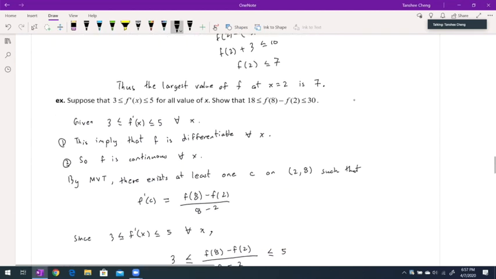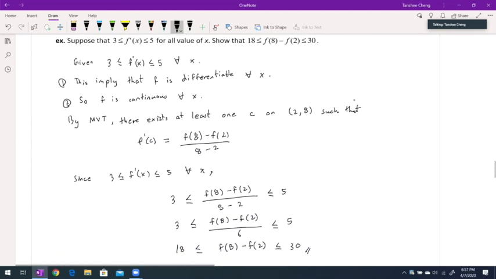So let's move to the next example, and the rest of it I'm going to skip, since those are not really important. The next example is very similar. It's given to you right here: the derivative function value is between 3 and 5 for all x values.